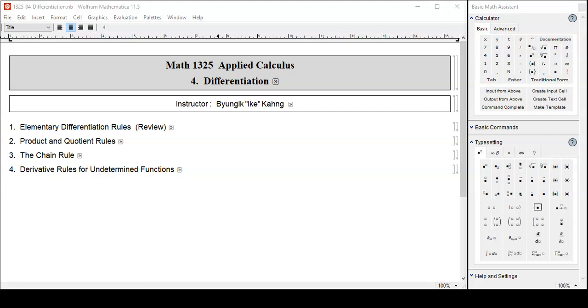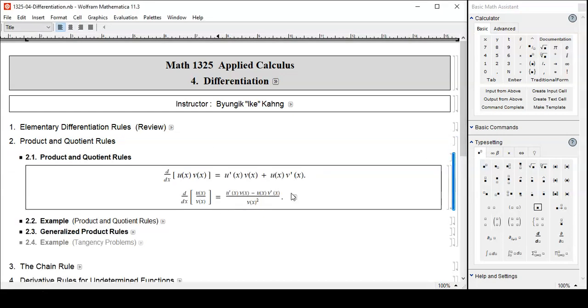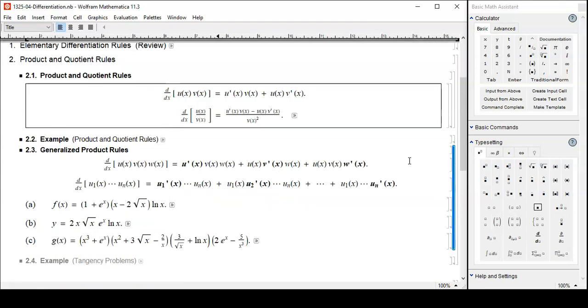Hello students, welcome back. Let's resume section 2, product and quotient rules. Previously we went through these rules, the product rule and the quotient rule. Now let's discuss the generalized product rule.